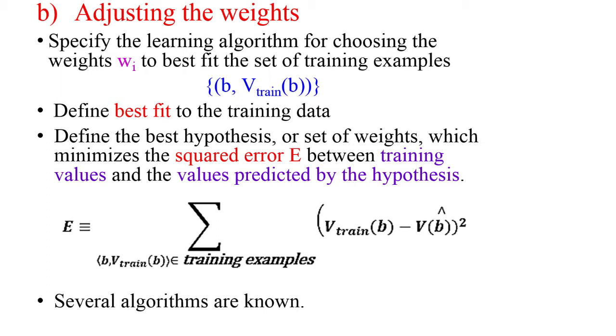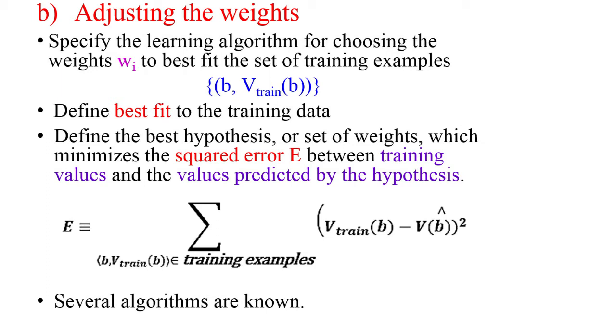The first step is to define what we mean by the best fit to the training data. This needs to be specified. One common approach is to define the best hypothesis, or set of weights, as the one which will minimize the squared error E between the training values and the values predicted by the hypothesis. That is given by the equation shown here.